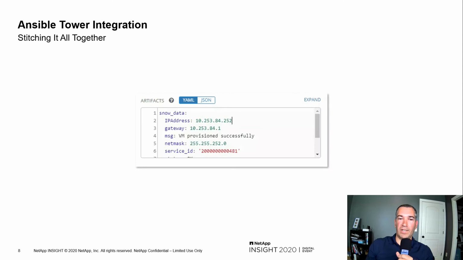And then finally, once the job is complete, we are returning data from Ansible Tower to ServiceNow as an artifact. So the artifact in this case contains whatever information we need it to contain. We have IP address, a message, net mask, service ID, and also, you can't see it, but at the bottom there's a job status. So whether the actual provision was successful or not. If it's not successful, then the request in ServiceNow is failed.